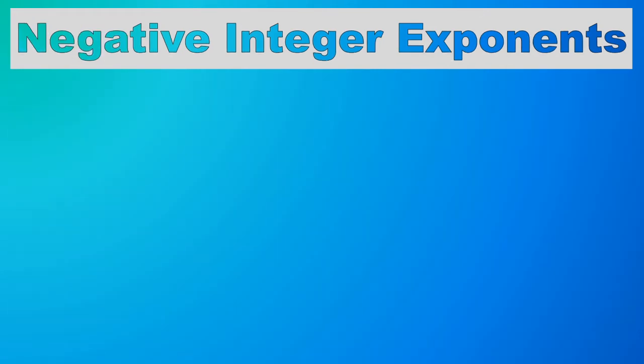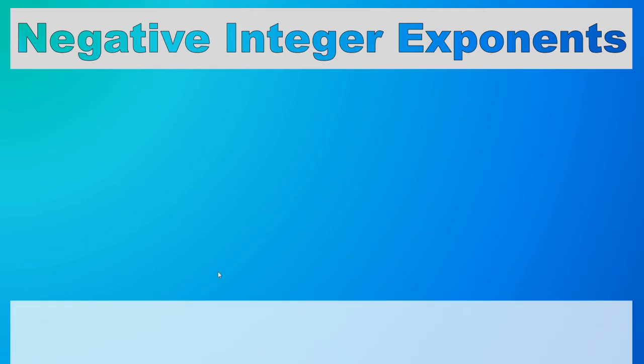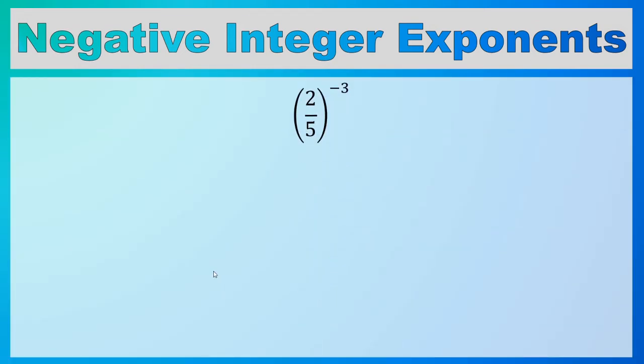What about when you have negative integer exponents? For example, 2/5 and that to the negative 3. Now based on a property that I plan to explain later in this set of videos about negative exponents, that will be equal to 5/2 and that cubed.